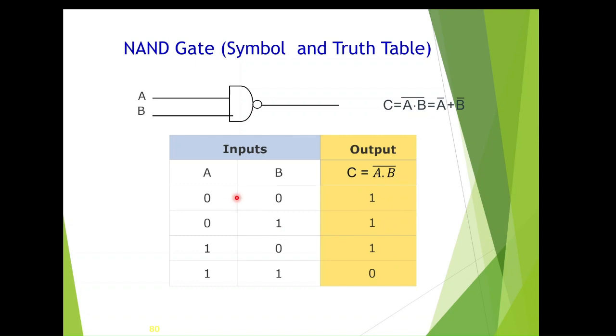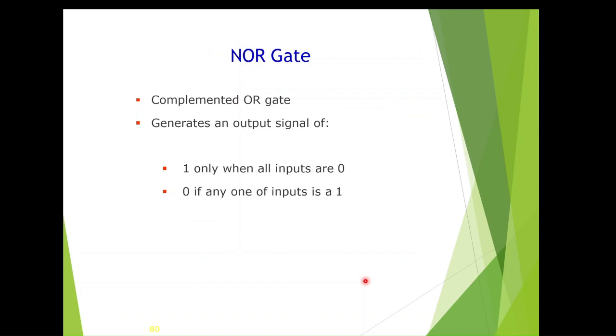Here, as you see, if any one input is 0, your output will be 1. That is 0 into 0, and then we take the complement, so it becomes 1. Similarly, 0 into 1 is 0. When you take the complement, it becomes 1. 1 into 0 is 0, complement is 1. Similarly, 1 into 1 is 1, the complement is 0. That is the truth table of a NAND gate.